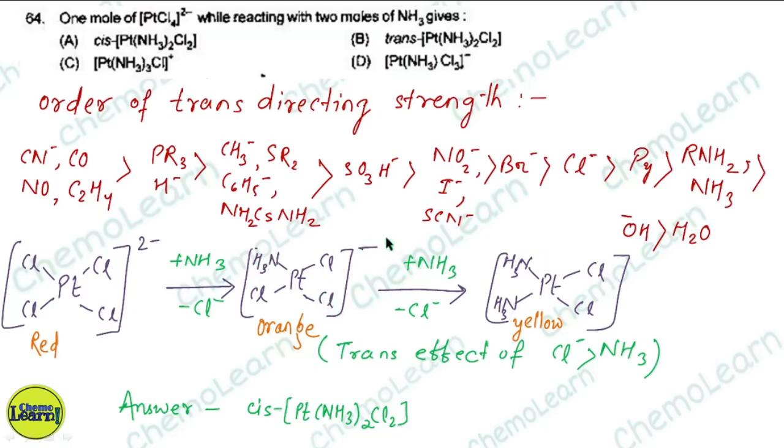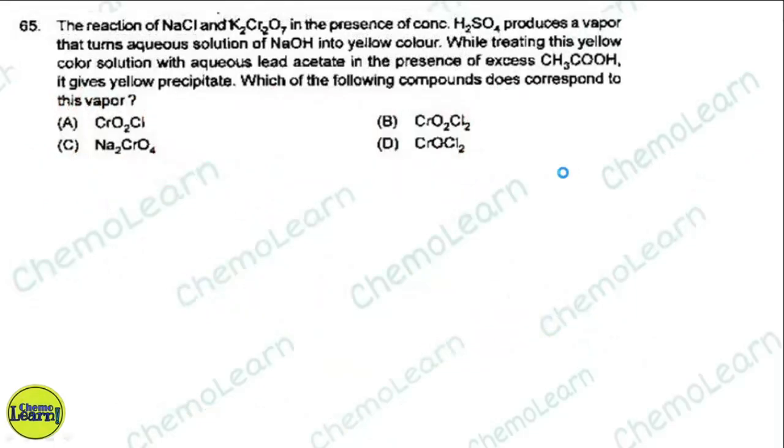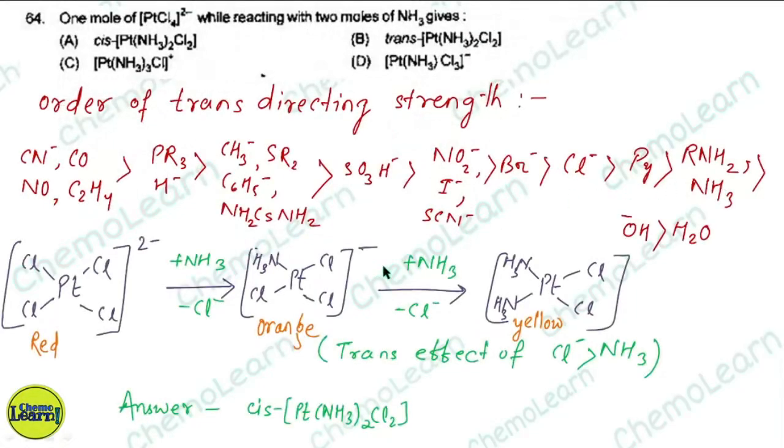So again we will add one NH3 group. Now we have NH3 group and Cl group, and from this order we can see the trans effect of Cl is greater than that of NH3. So Cl will direct the incoming NH3 group trans to it. Okay. So suppose this Cl will direct the NH3 group trans to itself. So NH3 here, NH3 here, and Cl, and it is yellow in color. So the answer will be cis-Pt(NH3)2Cl2.